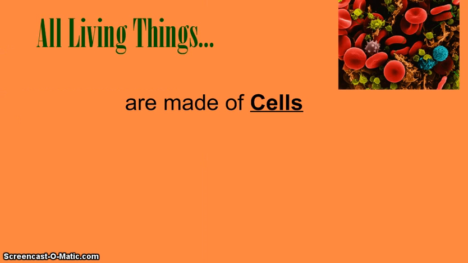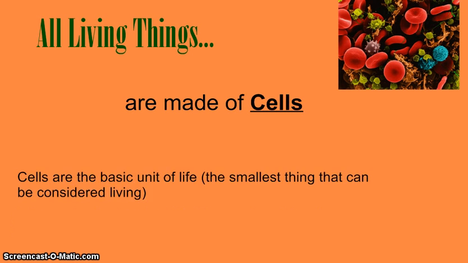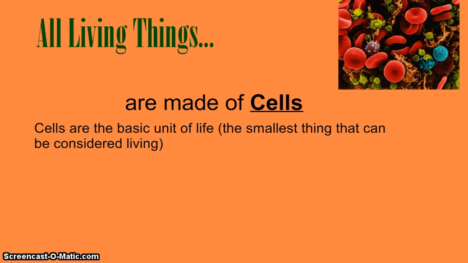So the first of the characteristics of living things, all living things are made up of cells. So that'll be your first circle that we're working on. Cells are the basic unit of life. It's the smallest thing that could actually be considered living. So that's why we start there. If they don't have cells, then they cannot be considered living.